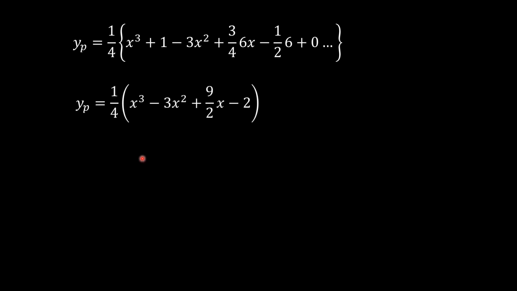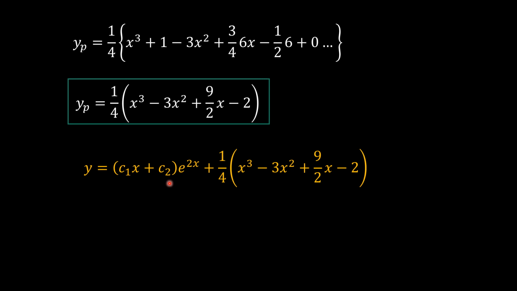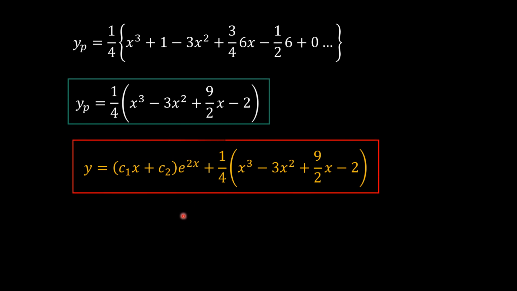Simplifying this expression, we got yp as 1 by 4 into (x cube minus 3x square plus 9 by 2 into x minus 2), which is our required particular integral, and hence the general solution is given by yc plus yp, which is this expression, which is the required general solution. I hope you have understood this.